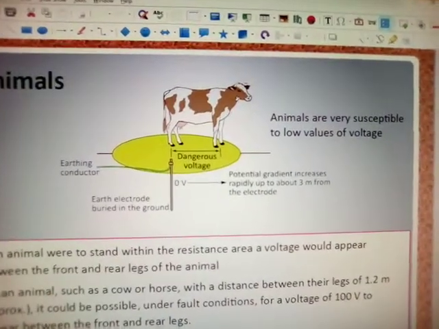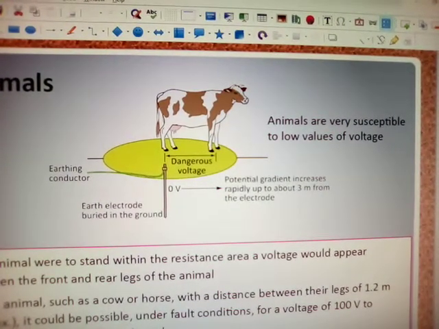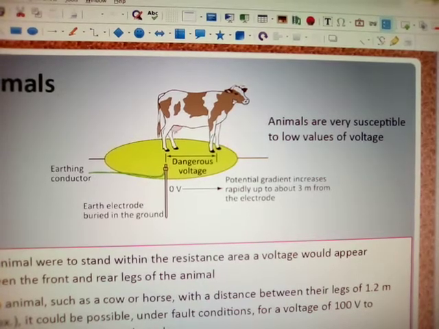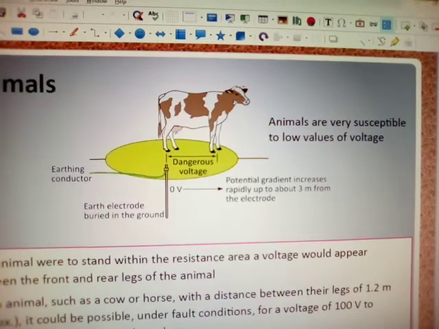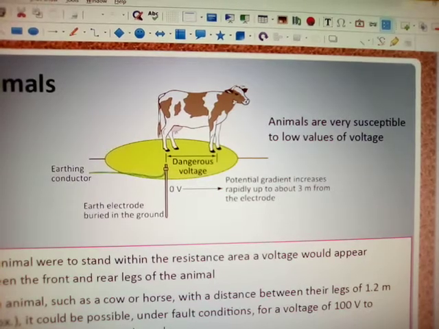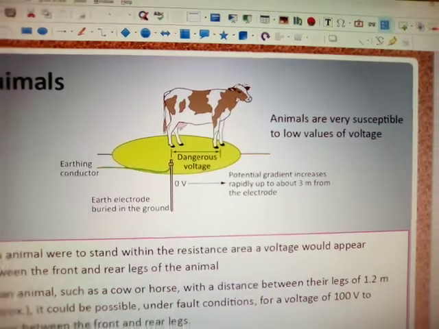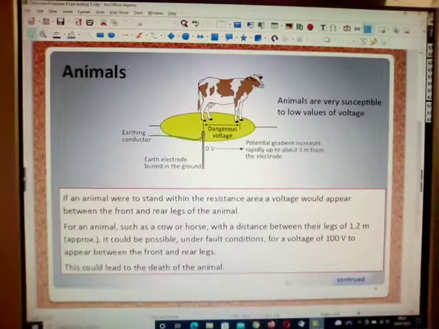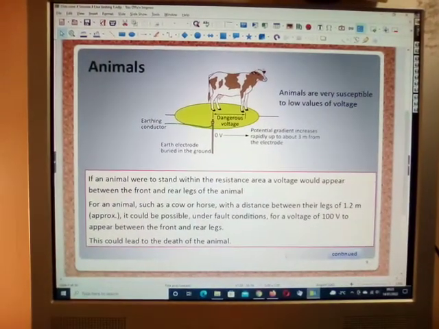Okay, let me just take this into you. Right now, all we're saying here is that it is possible for voltage to occur or to appear between the front legs of a cow, or a horse for that matter, and the back legs, which can create a potential difference causing death to the animal. It is your job to make sure that this does not happen. So your earthing must be sound.